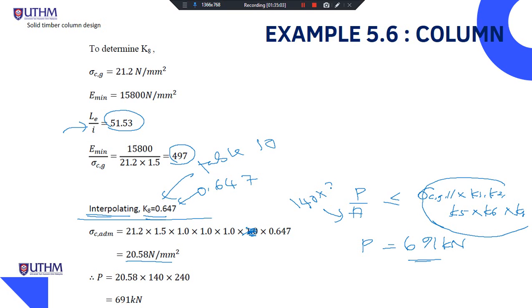By substituting our A with 140 multiplied by 240, this is the maximum concentrated load that the column can adequately support.